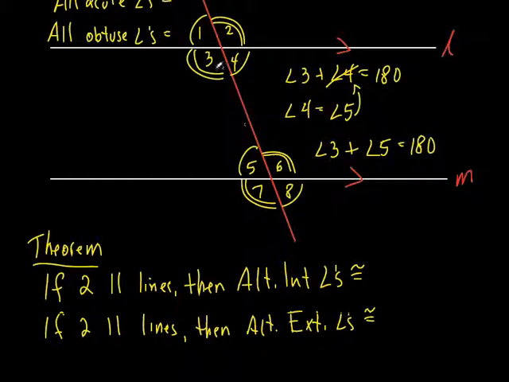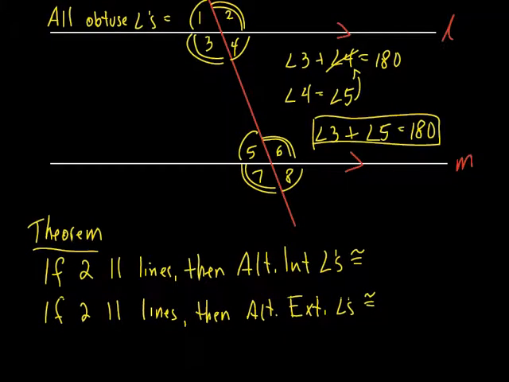So let's take a look at this. Look at 3 and 5. What's the relationship between 3 and 5? They're what? They're consecutive interior angles, aren't they? So what must be true about consecutive interior angles? They have to add up to equal 180, right? Okay, or what's a better word that we can use? They're supplementary. So let's write this down.